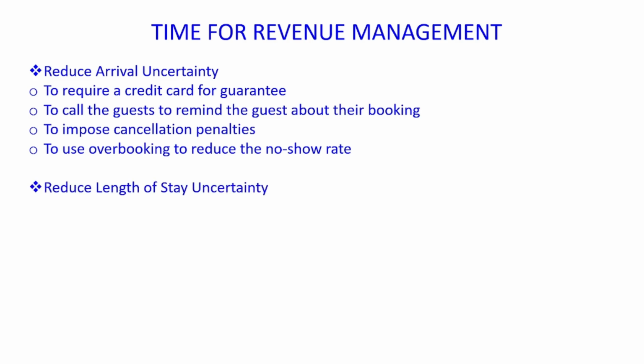Reduce length of stay uncertainty. The booking is not always one night. There are 2 nights, 3 nights, but people change their mind. People change their schedule, which will become our financial damage. So what we need to do is reduce the risk coming from length of stay uncertainty.